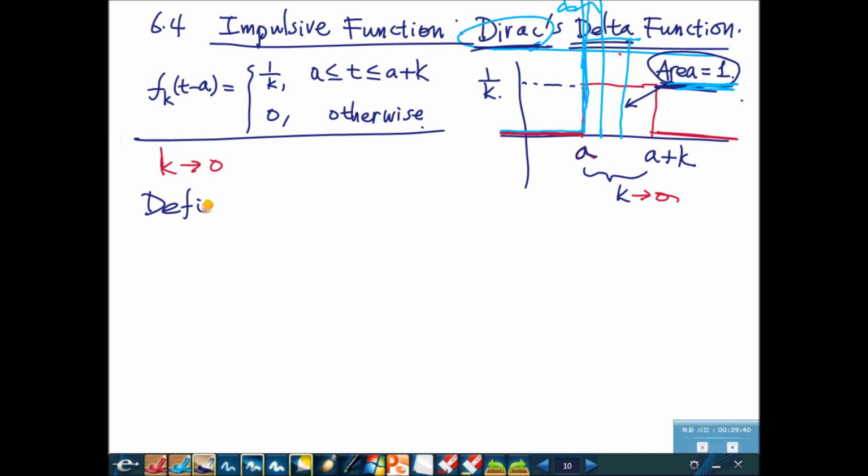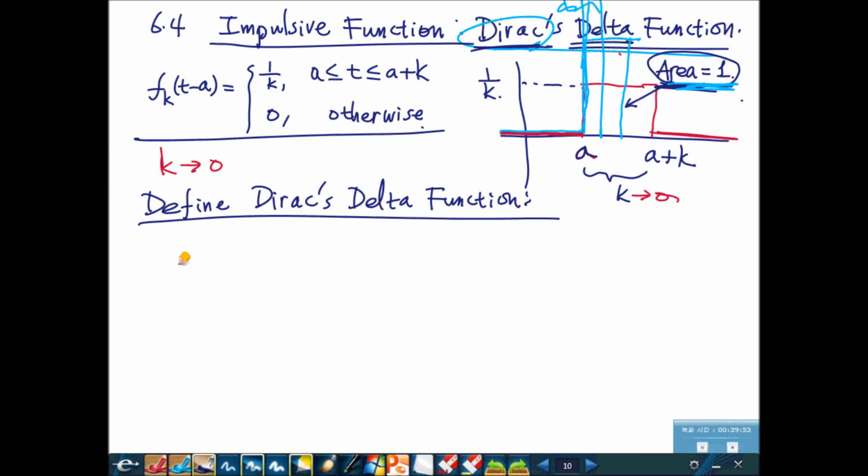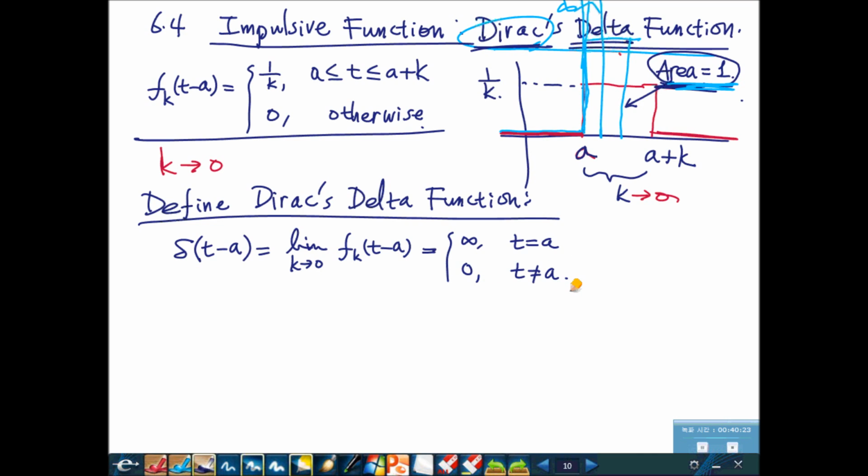All right, so let's define Dirac's delta function formally now. Okay, so you are ready to define Dirac's delta function. We use the Greek letter delta. Dirac used this Greek letter delta as the function name, delta of t minus a, which is the limiting process, k goes to 0, of f sub k of t minus a. Okay? Then it's infinity at t equals a, 0 otherwise. Right? If we draw this function, that's exactly this. Correct? That's the delta function. So remember that.